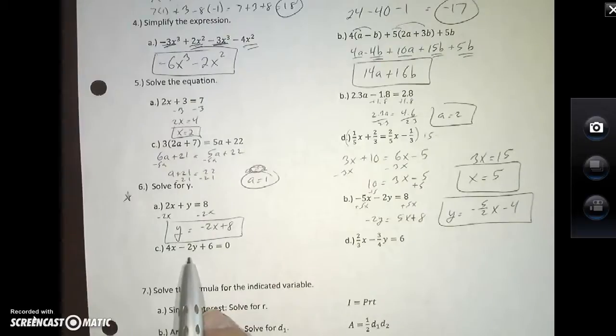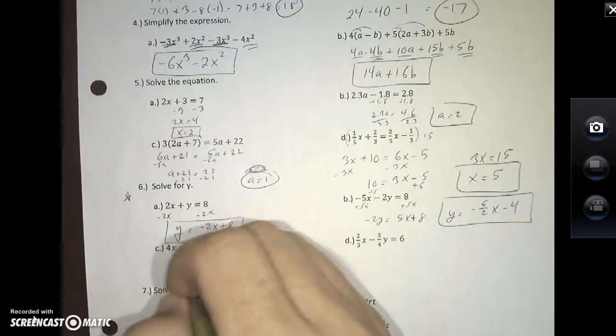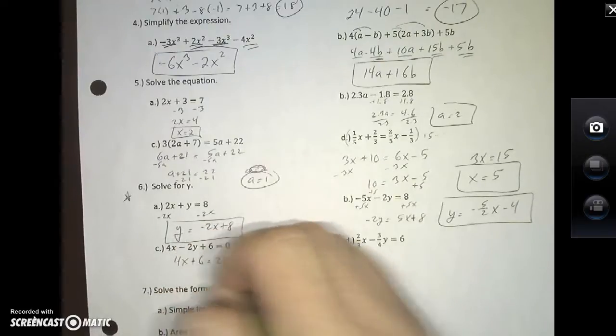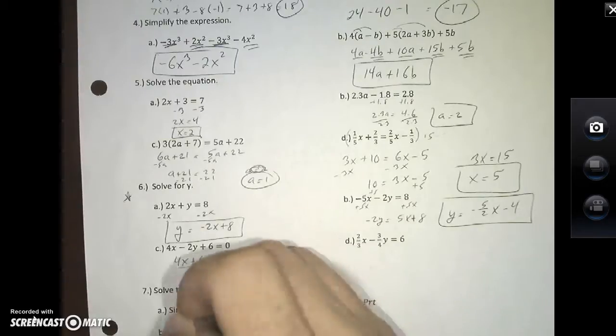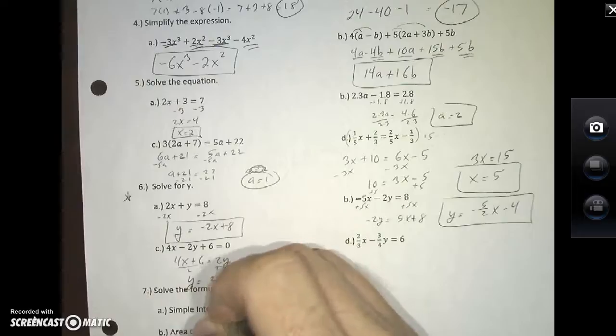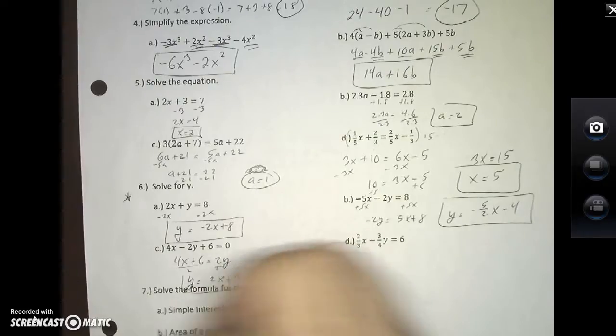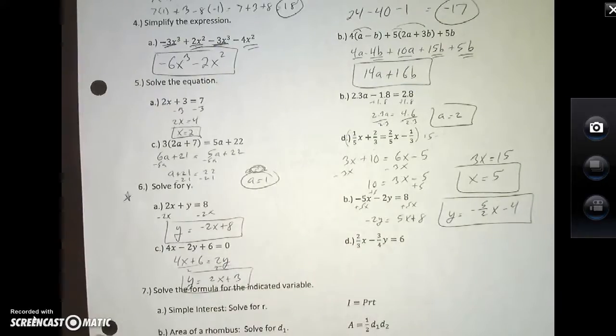Part C, I'm going to bump 2y over first, just because it reduces one step. Subtract, or divide everything by 2. Y equals 2x plus 3.